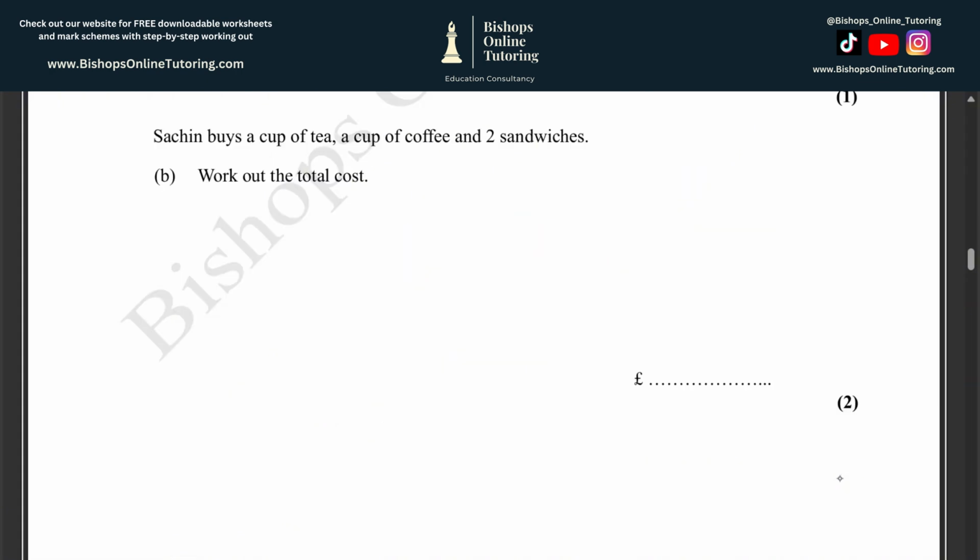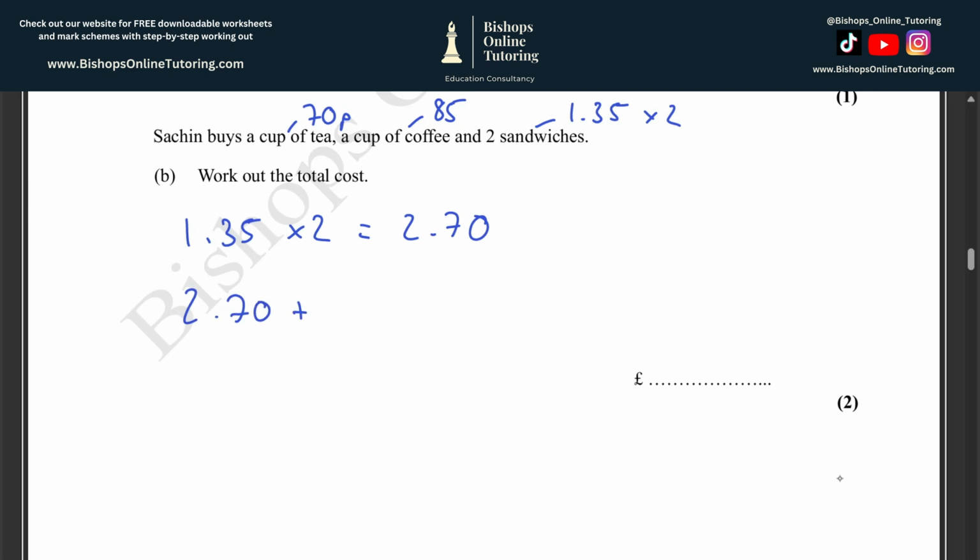Sachin buys a cup of tea, a cup of coffee, and 2 sandwiches. Work out the total cost. Well, the cup of tea is going to be 70p, the cup of coffee is going to be 85p, and the 2 sandwiches are going to be 2 lots of £1.35, so we just do 1.35 times 2. So now let's work out £1.35 times 2, that gives us £2.70, and now we just do £2.70 plus 70p plus 85p. And that gives us a grand total of £4.25. And that's our answer, £4.25.